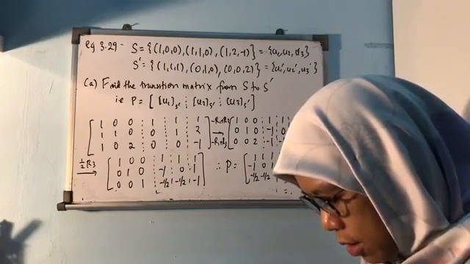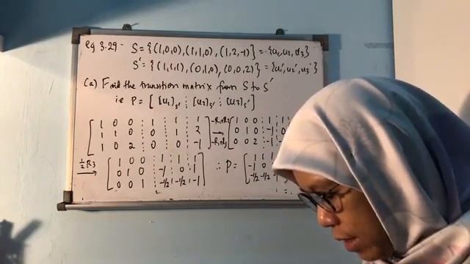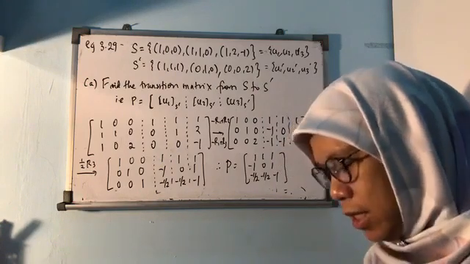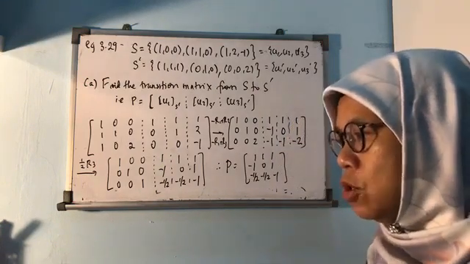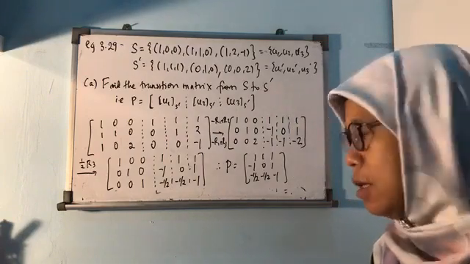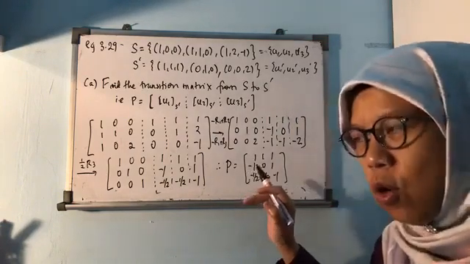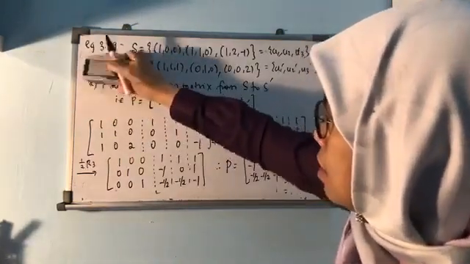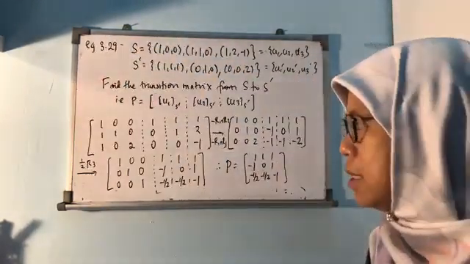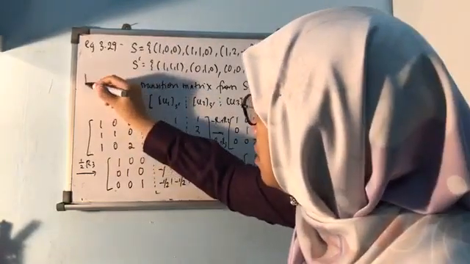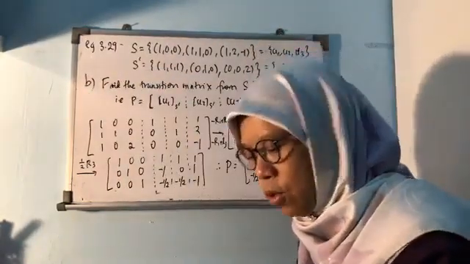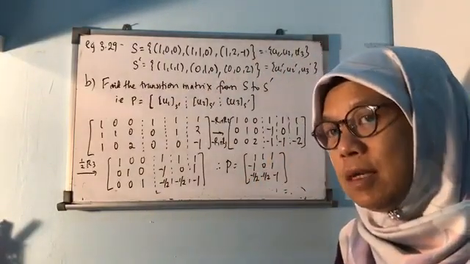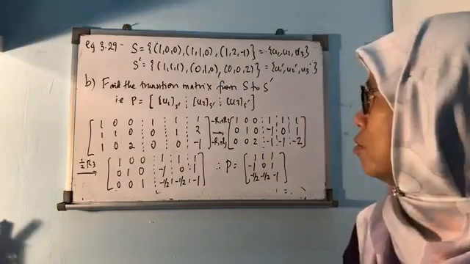Now the second question is to find the transition matrix from S prime to S. Okay, so there are 2 ways to do this. You take the inverse of this, or you use the definition. So for the second part, sama je lah kesusahannya sebenarnya, to find the inverse pun. But inverse, you can opt to find it using the adjoint method if you don't really like row operation.